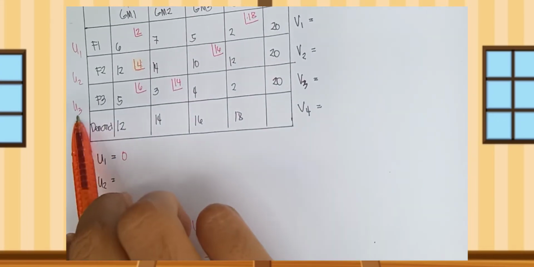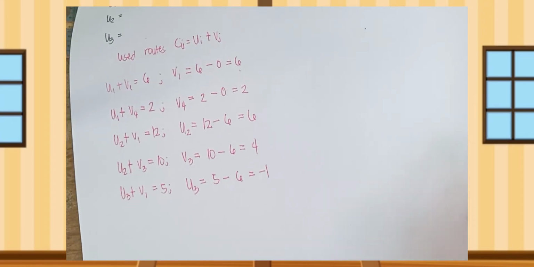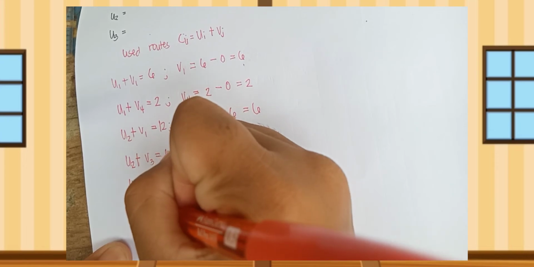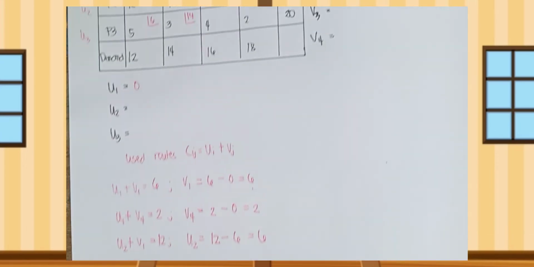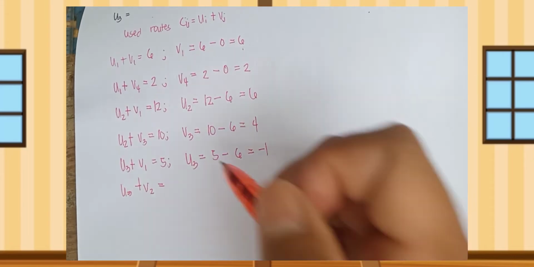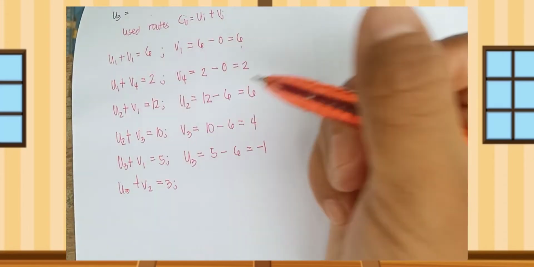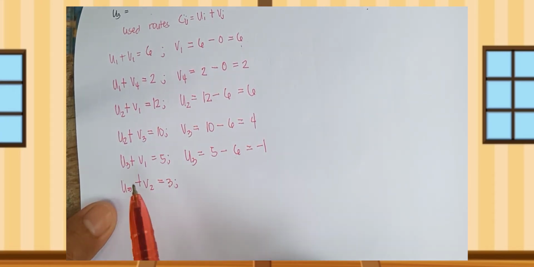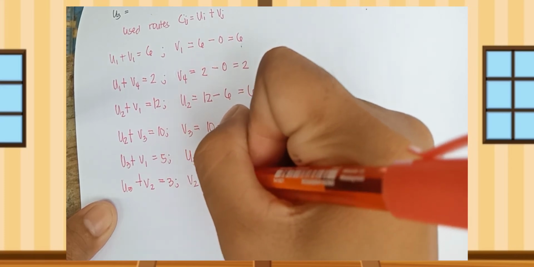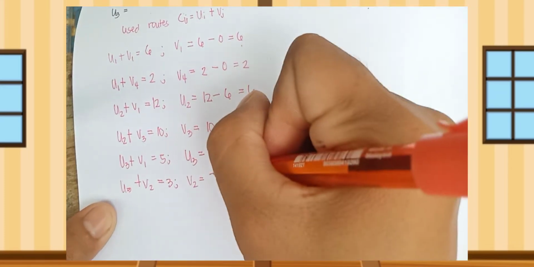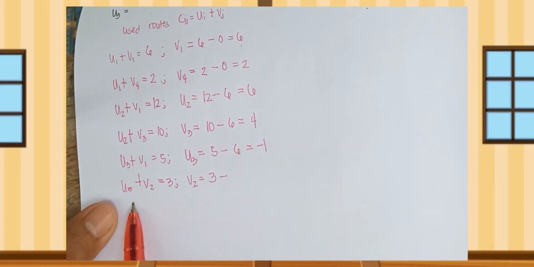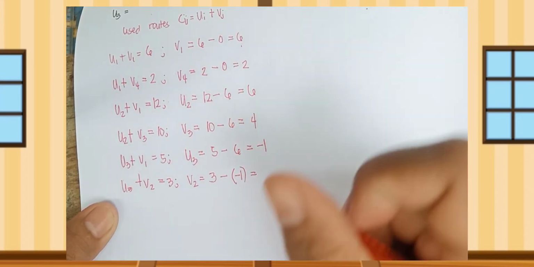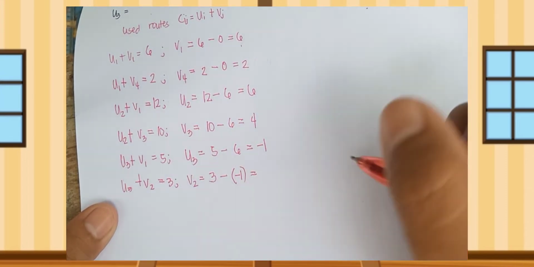Then we have U3 and V2. So U3 plus V2 is equals to the Cij of 3. So we have the value of U3, so we will find the value of V2. So V2 is equals to the Cij of 3 minus the value of U3, which is negative 1, is equals to 3 minus negative 1 is equals to 4.